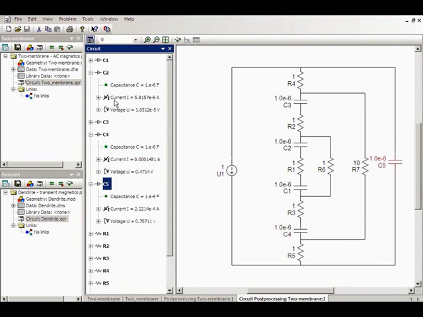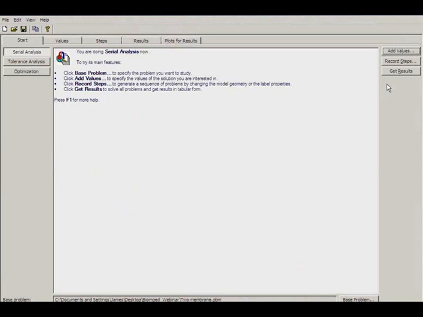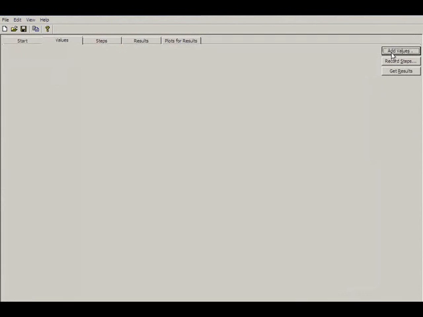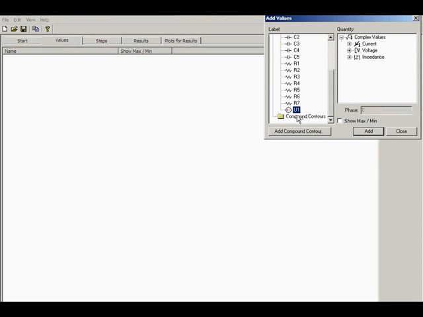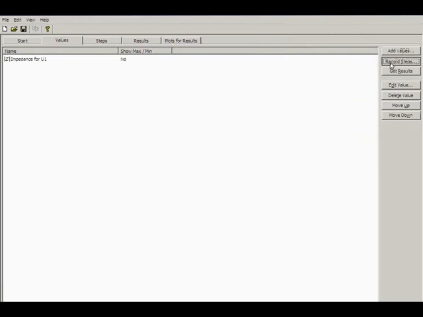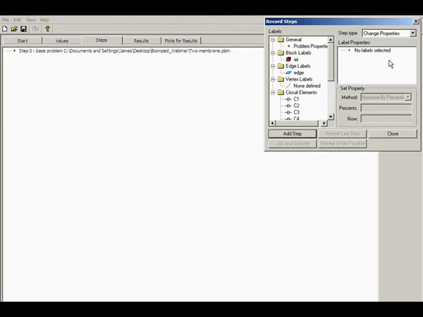Now, what we want to do is perhaps look at the impedance of this as a function of frequency. So if we go to parametric analysis with label mover, what we want to do is add values. And I'm looking at the ratio of the total current to the voltage across the supply, and we want to look at the impedance. Okay, and we record steps.